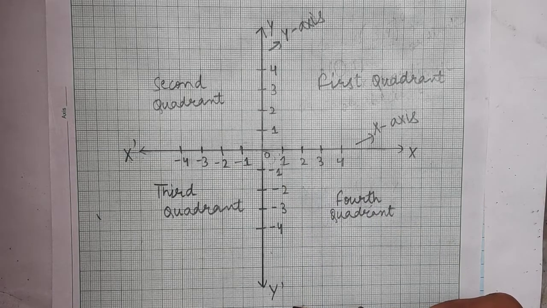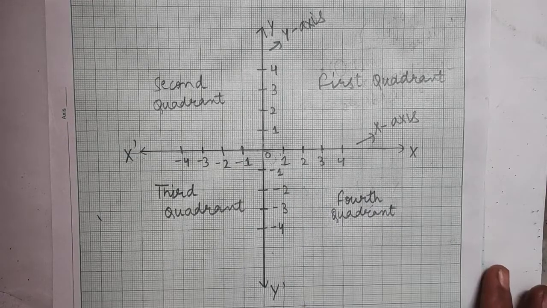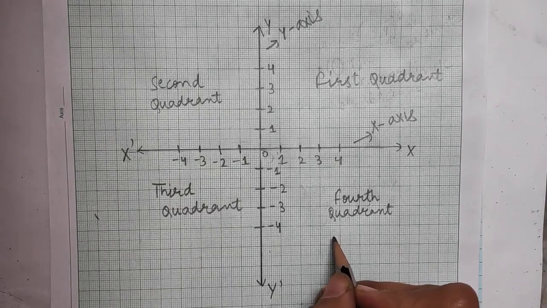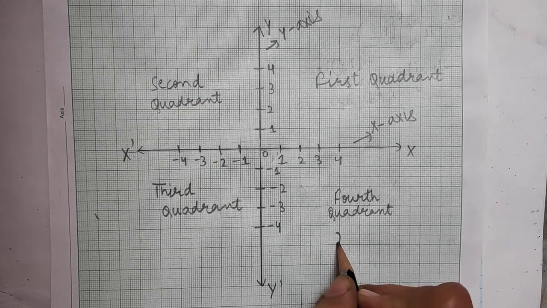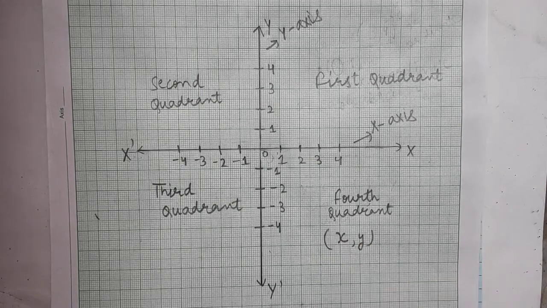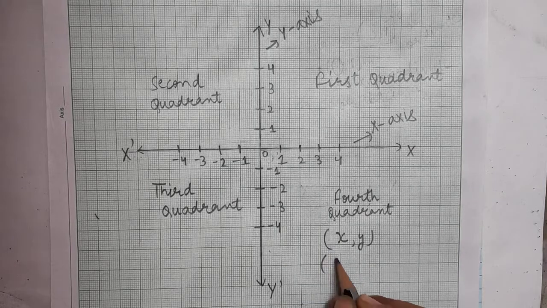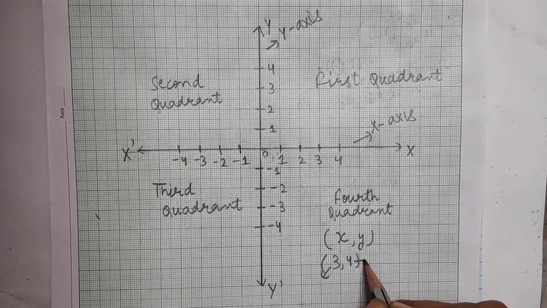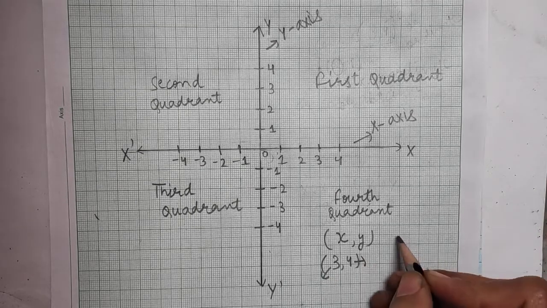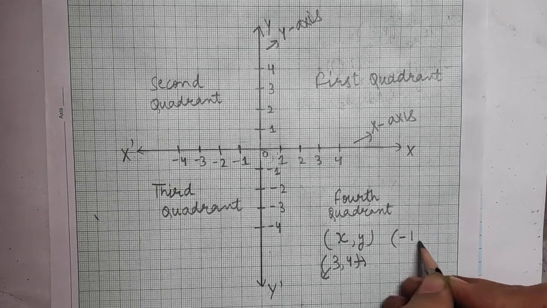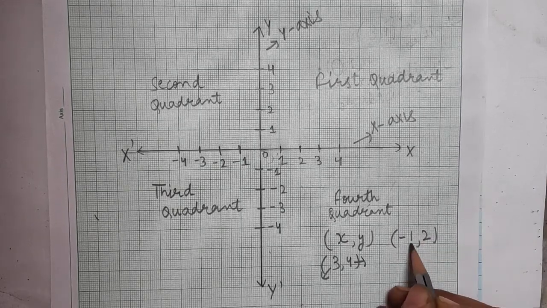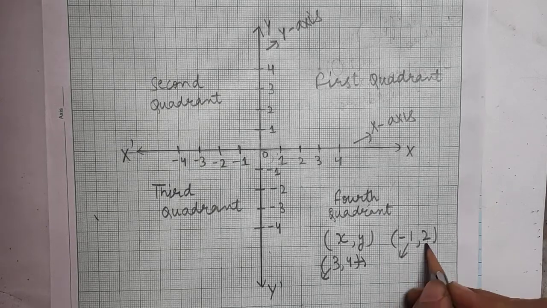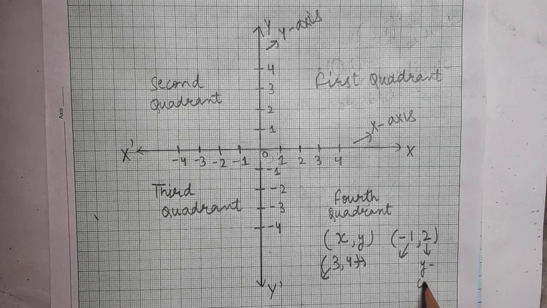Now one more important point is there. Whenever you are supposed to plot a point, it will always be marked in an ordered pair, that is x comma y. So in the point 3 comma 4, 3 refers to the x coordinate, 4 refers to the y coordinate. If I talk about the point minus 1 comma 2, minus 1 refers to the x coordinate and 2 refers to the y coordinate.